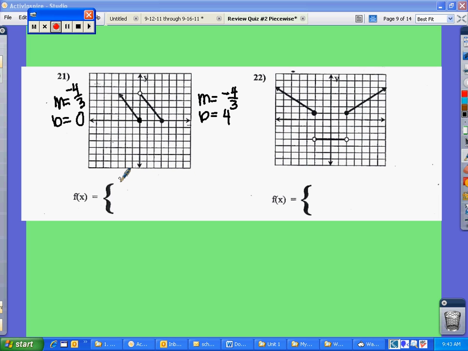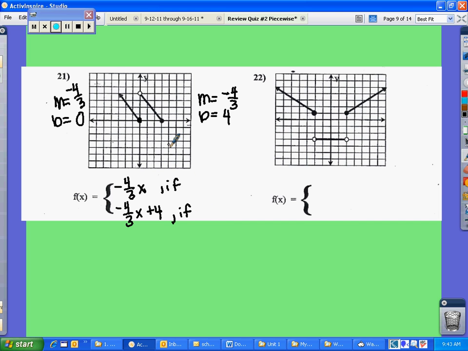So now I'm going to write the equations. My first equation over here is going to be negative 4/3 x plus 0, or I can just write negative 4/3 x. And then for my second one, it's going to be negative 4/3 x plus 4.